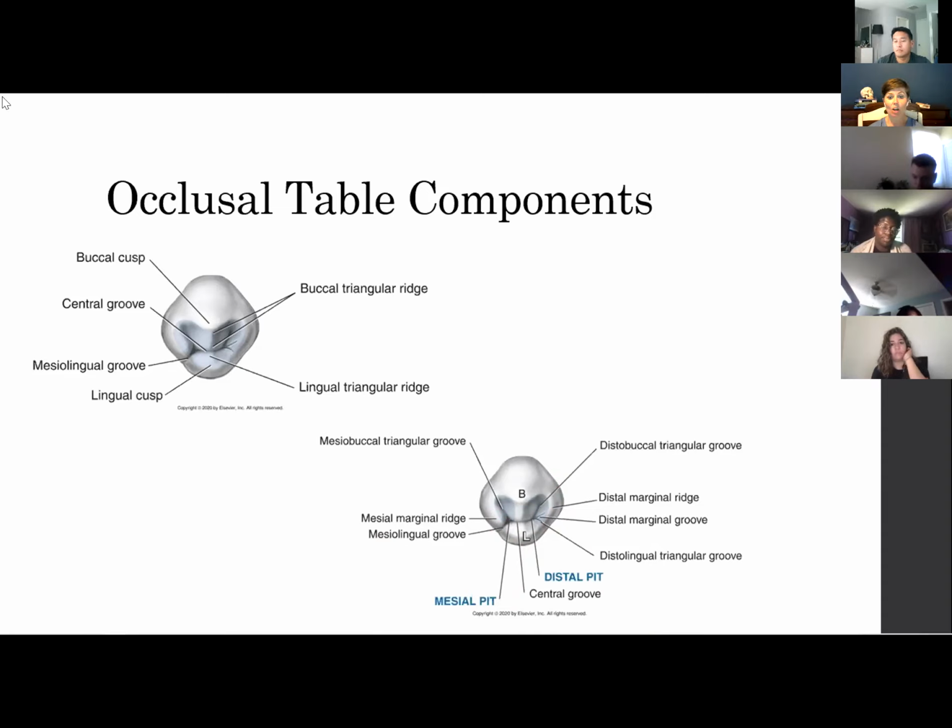Okay, and so over here we have our distobuccal triangular groove, and then we have our distolingual triangular groove, although small, it doesn't break the distal ridge, right? And then where the distolingual triangular groove, the distobuccal triangular groove, and the distal marginal groove meet is where you get your distal pit. And then there's the central groove that runs in between the two pits. Okay, any questions about the mandibular first premolar?